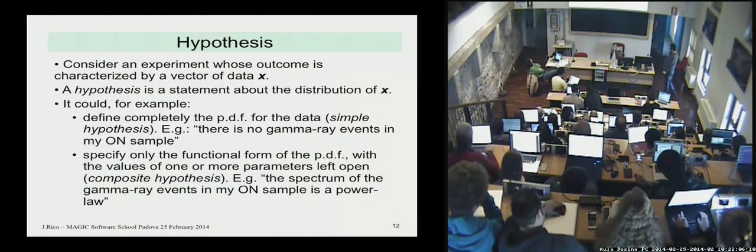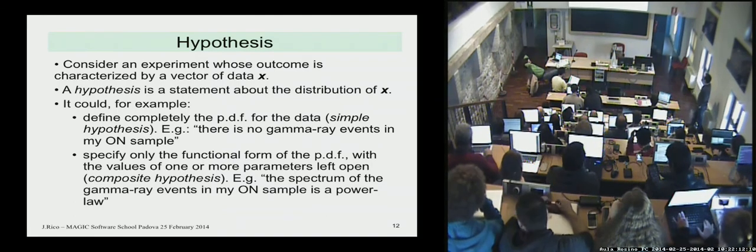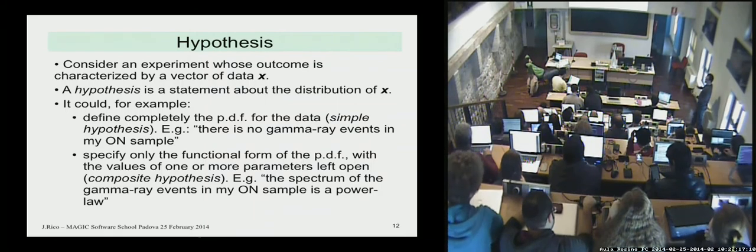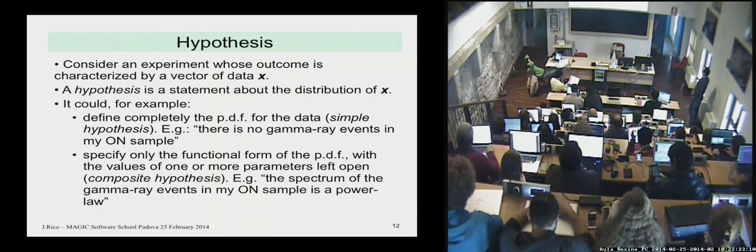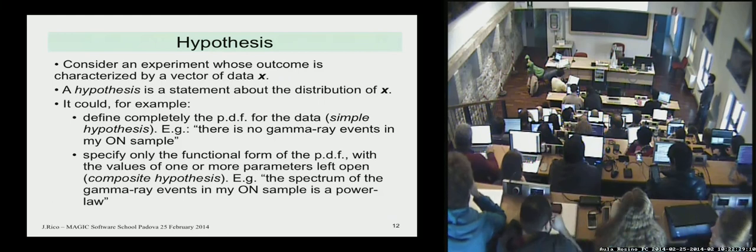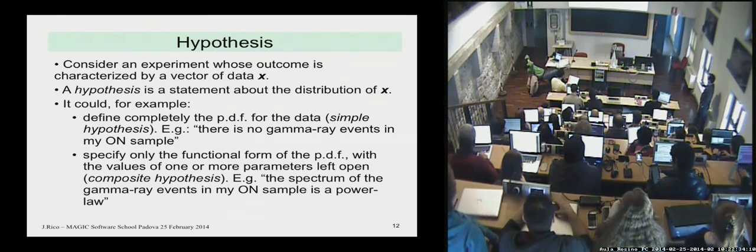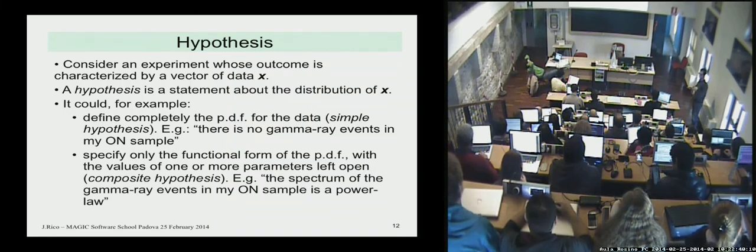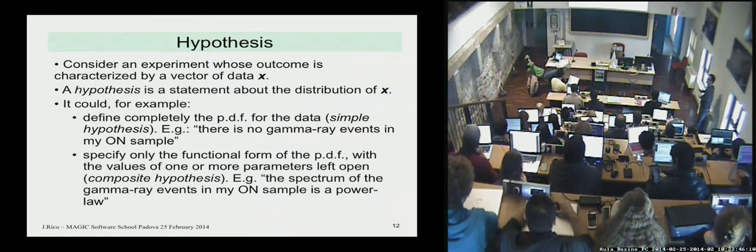Now something a bit different but related is hypothesis testing. So what is a hypothesis? Let's consider an experiment whose outcome is characterized by a vector of data x. For example, an off and on. A hypothesis is a statement about the distribution of this x. What is the PDF of this x? For example, it could define completely the PDF for the data, a simple hypothesis. An example of this would be there are no gamma ray events in my own sample, because we are saying that the PDF should be that for the expected value equal to 0.